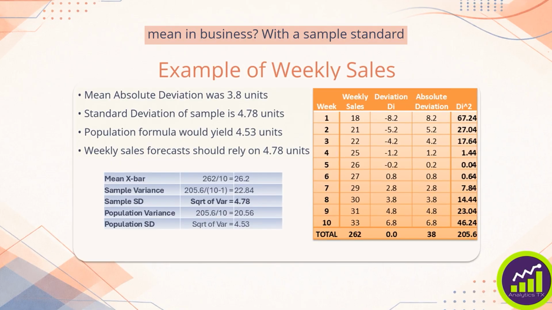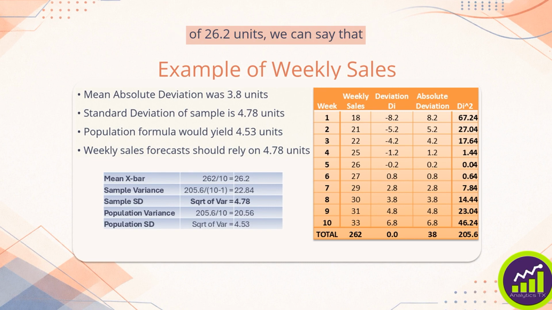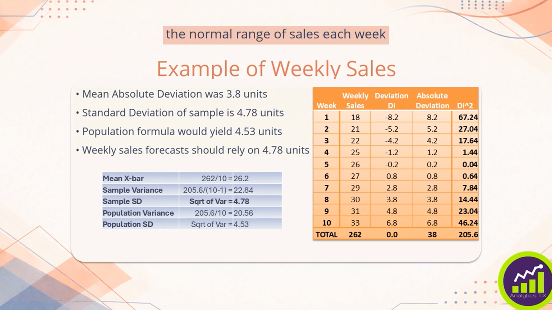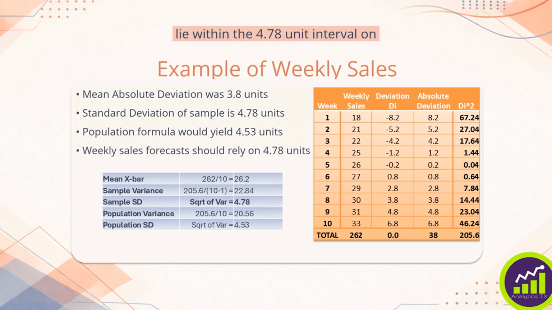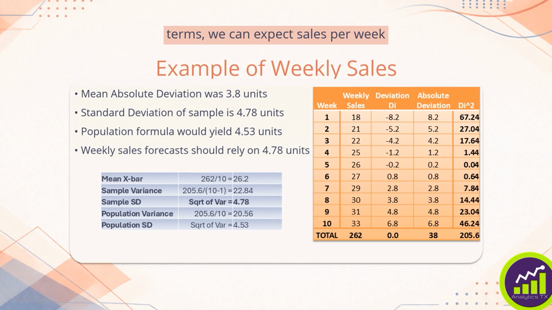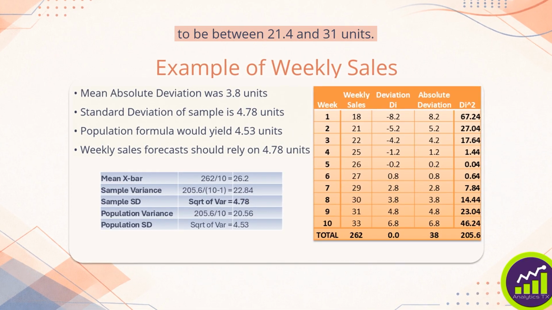But what does this mean in business? With a sample standard deviation of 4.78 units and a mean of 26.2 units, we can say that the normal range of sales each week lie within the 4.78 unit interval on either side of the mean. In regular terms, we can expect sales per week to be between 21.4 and 31 units.